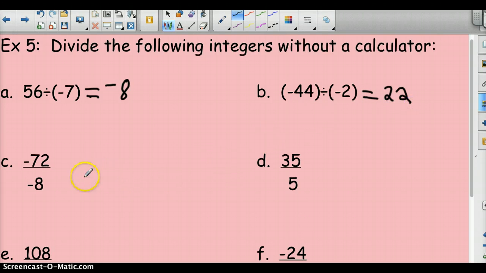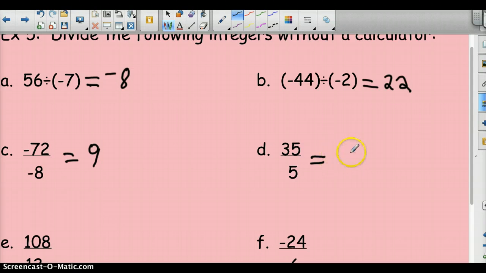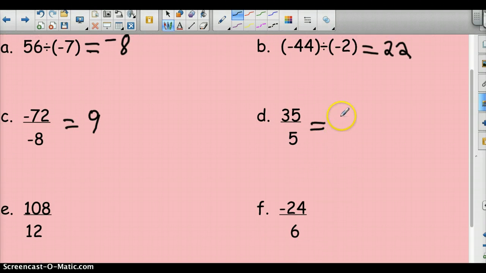Moving on to the next one. It is a negative divided by a negative. Negative 72 divided by negative 8, so it's the same sign. The result will be positive, and negative 72 divided by negative 8 is positive 9. Moving on to the next one, 35 divided by 5. A positive divided by a positive is a positive. They have the same sign, and it is positive 7.